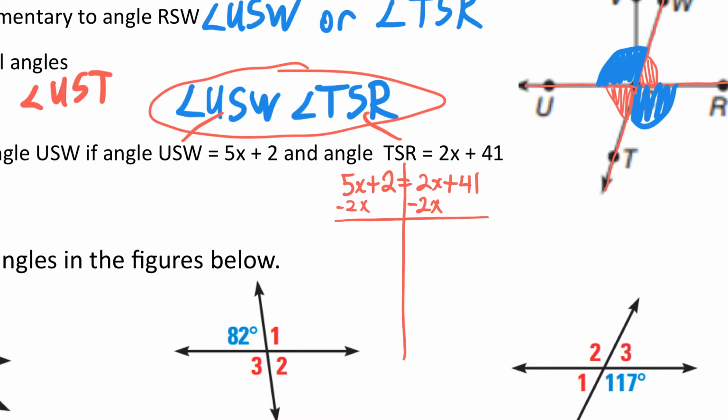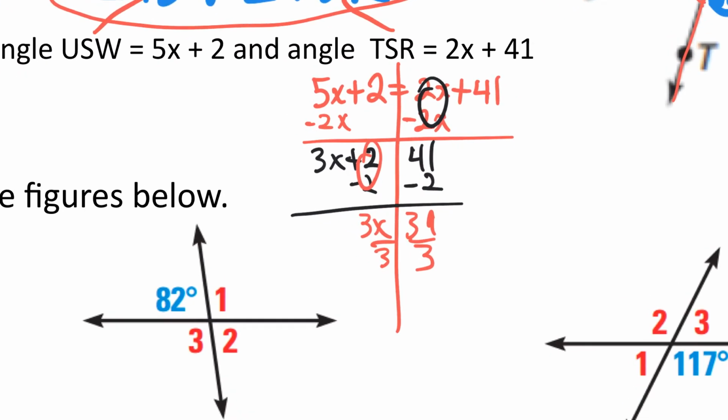Okay, so I'm going to subtract 2x from both sides. So we get 3x plus 2 equals 41. Subtract 2. Got zeros. We get 3x equals 39. Divided by 3. x equals 13.